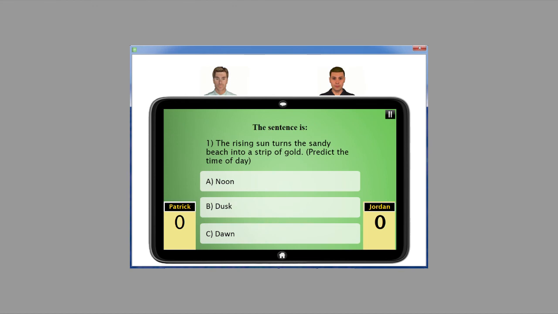The first sentence is, the rising sun turns the sandy beach into strips of gold. Predict the time of day. I agree. That's right. Here comes the next question.